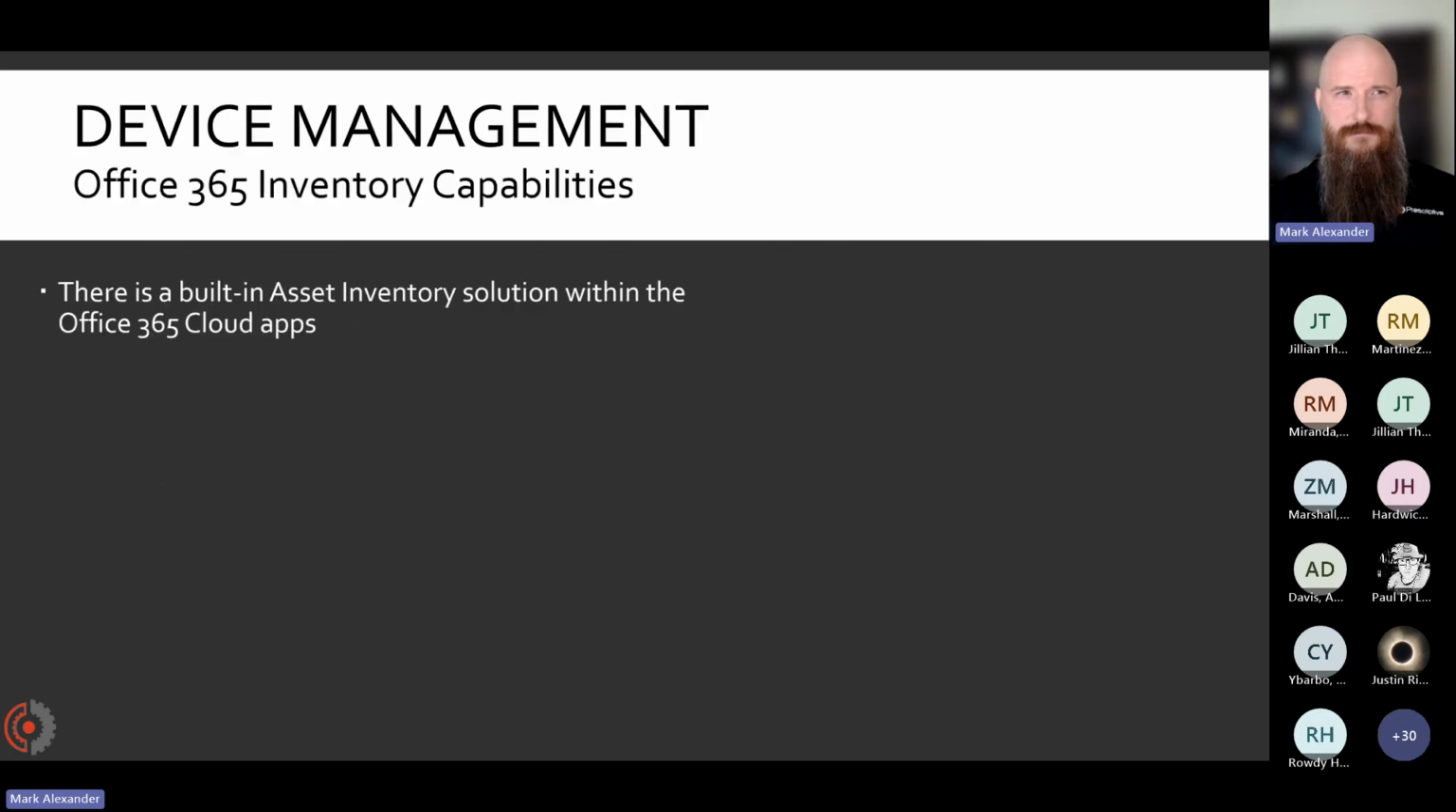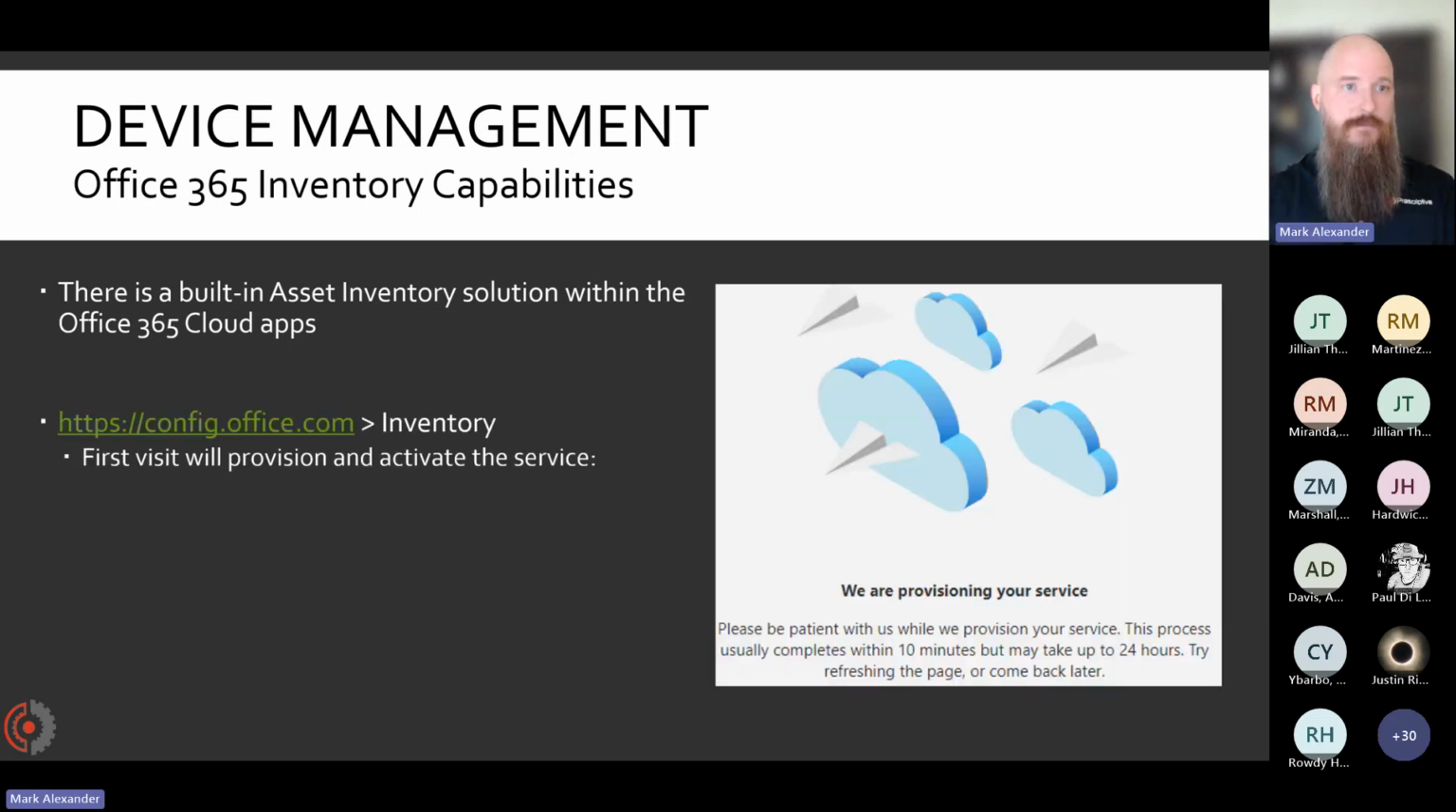So, inventory management. I found a very welcome nugget when I first started managing my own Microsoft tenants. There's actually a built-in asset inventory tool within the Office 365 apps. What I'm talking about is the Click-to-Run apps. So for your business standard, business premium, E3 and E5 subscriptions, you're entitled to download the Office suite: Word, PowerPoint, Outlook, and so on. Believe it or not, it actually contains an asset management component.